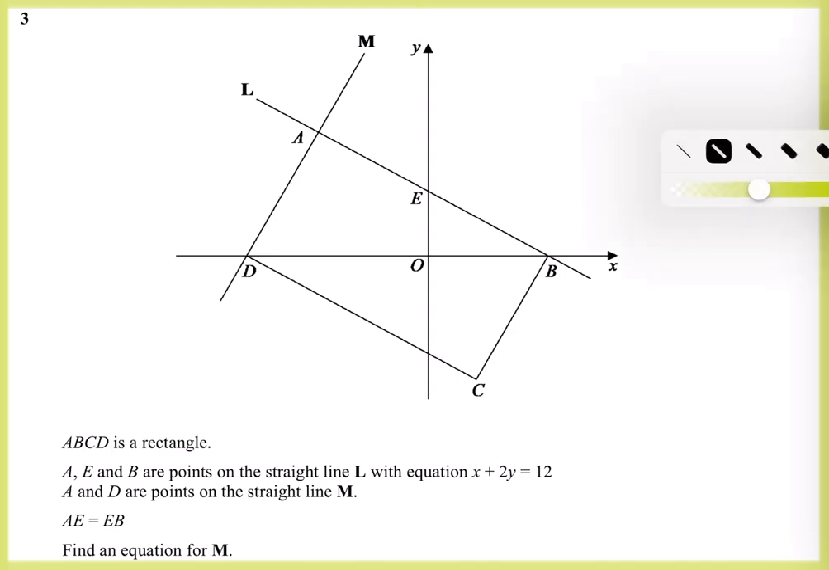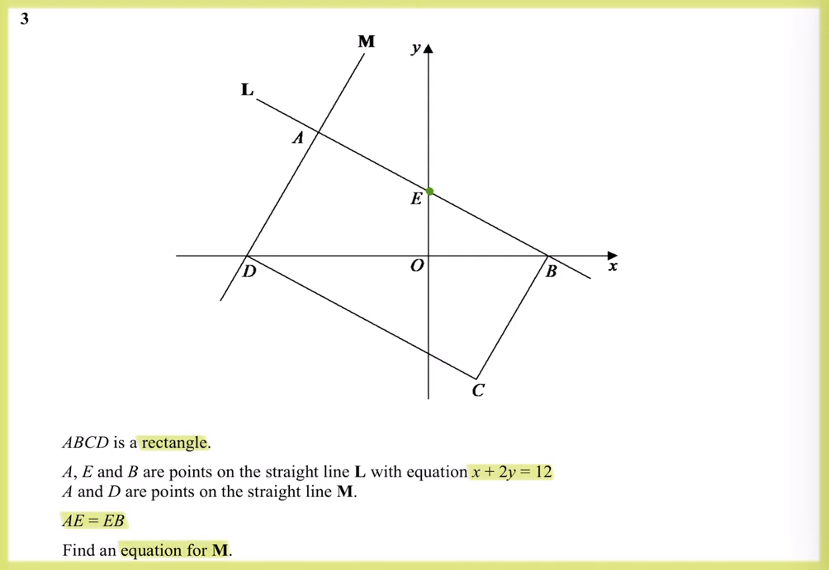So let's go ahead. ABCD is a rectangle, so let's highlight that. A, E, and B are points on the straight line L with equation x plus 2y equals 12. A and D are points on the straight line M. As we can see, it's already on the diagram. AE equals EB, so that is equal to that, which makes E the midpoint of AB. So find an equation for M is what we're required to find.